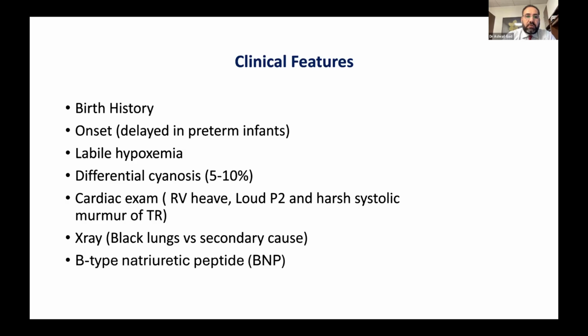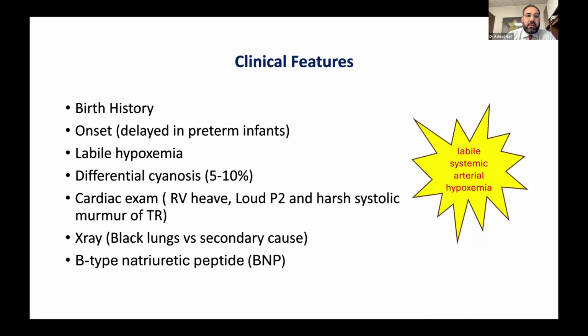And as we know, if the X-ray is black, these babies will have black lungs due to idiopathic PPHN or secondary causes of PPHN, as we will see on the second slide. Some of us, if we're in doubt, will do BNP to see if there is any elevation, and it can guide us further. But labile hypoxemia is very important. Sometimes we overlook this. But if you really see how these babies behave, you appreciate how labile these babies are.